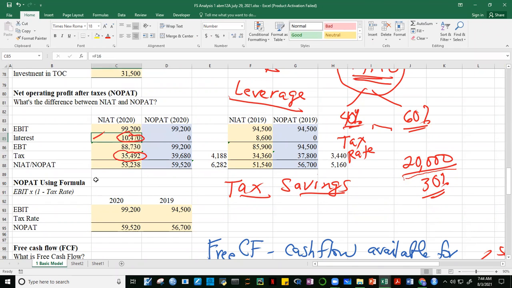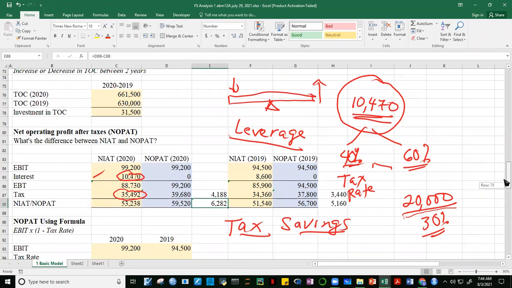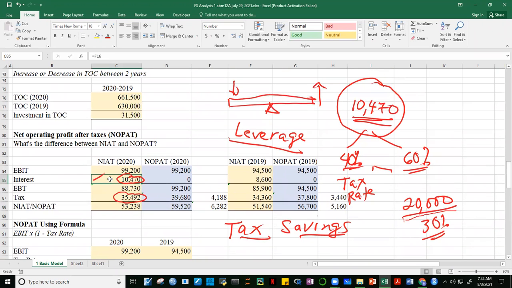Okay. Bottom line, guys, ang difference ng net income after tax at saka NOPAT is 6282. Now we might be surprised bakit hindi 10470. This is where the concept of leverage comes in. The use of interest, guys, has its benefits.